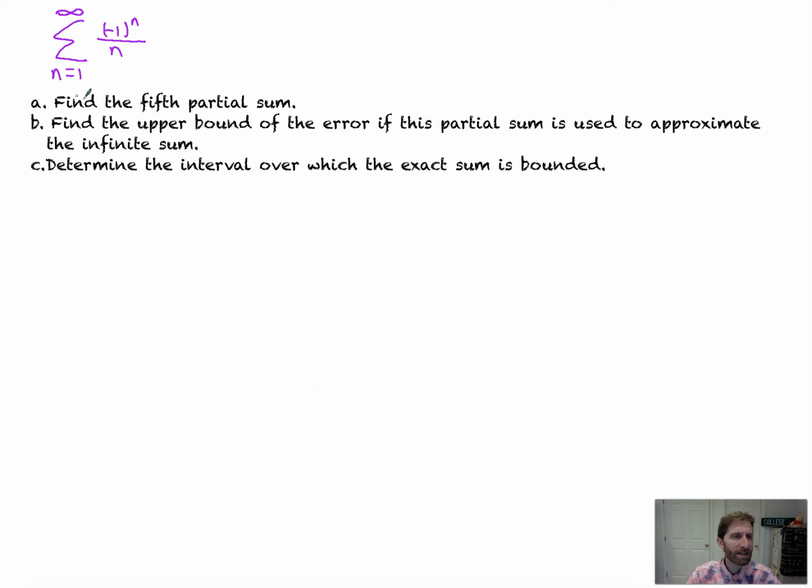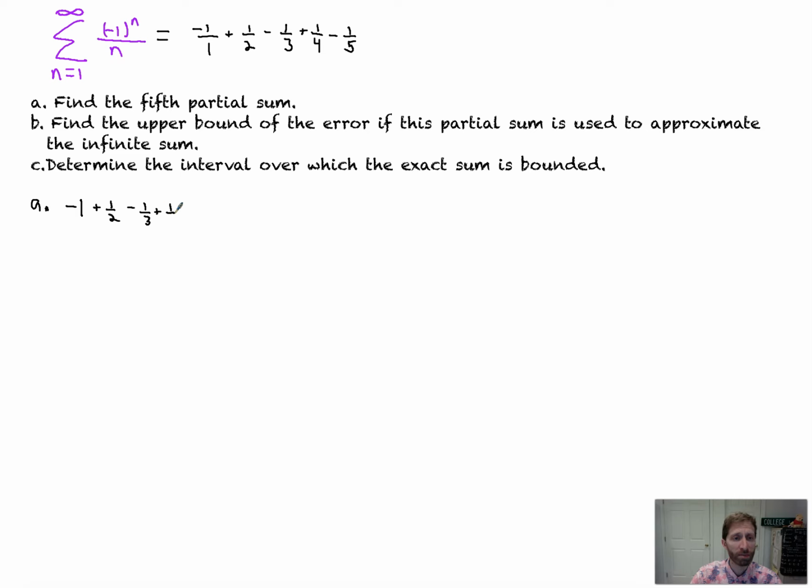Let's use it. This says find the 5th partial sum. So let's do that. To do that, let's just expand it out. If we expand this thing out, we get (-1)^1 is -1 over 1, and then plus 1/2, and then minus 1/3, and then plus 1/4, and then minus 1/5. That is your 5th partial sum. Quite literally, your 5th partial sum is the sum of the first 5 terms.